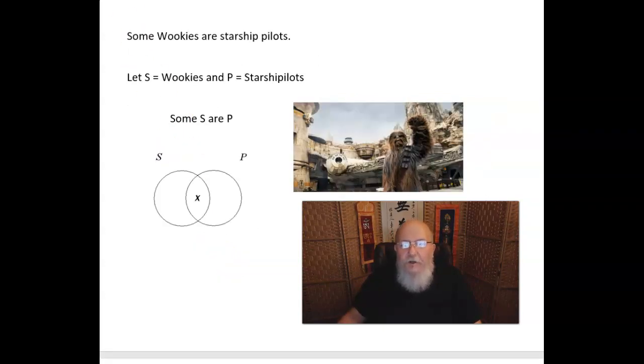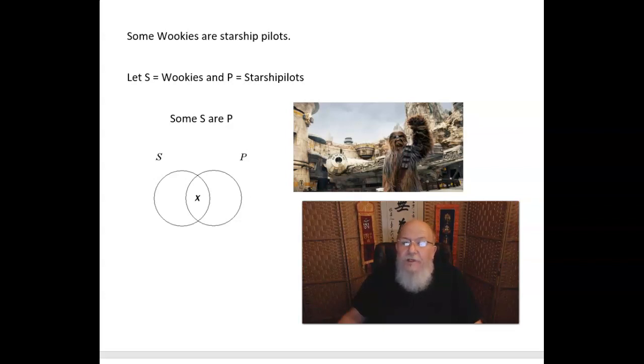Some Wookiees are starship pilots, right? We're going to let S equal Wookiees and P equal starship pilots, and that gives us the particular form, some S are P. Now, what this is claiming is there is at least one Wookiee that is a starship pilot.